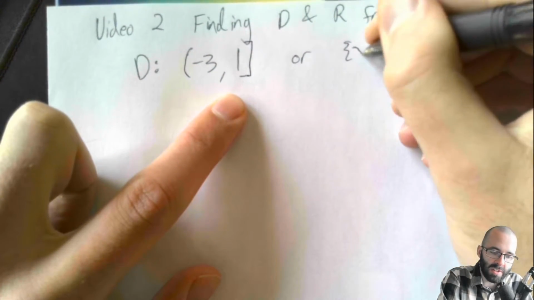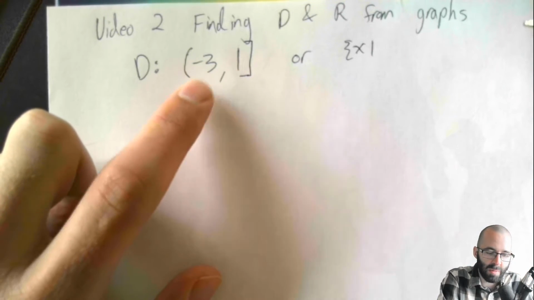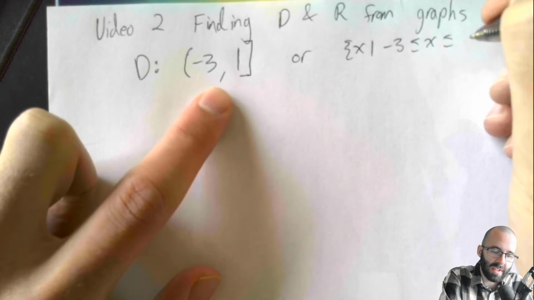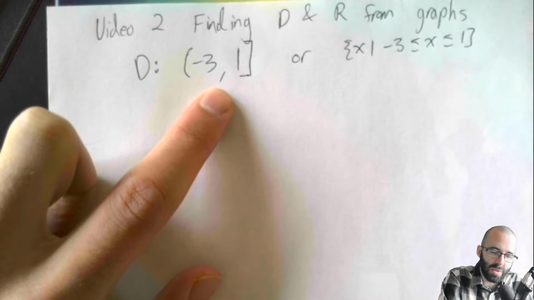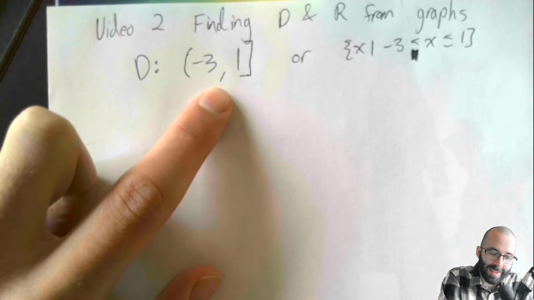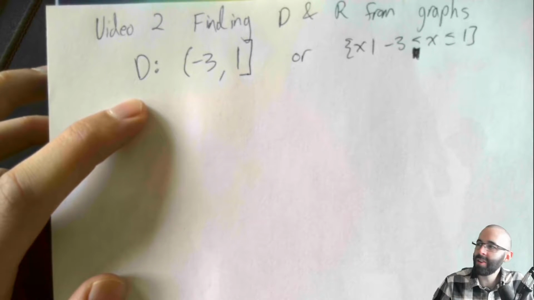And again, you could also do the set of all x such that, like any set builder notation, and then plug in that inequality. -3 is less than x, which is less than or equal to +1. Oops, that's a small error. This is why people tell you not to do math in pen. But I love pens, okay? So we're doing it.